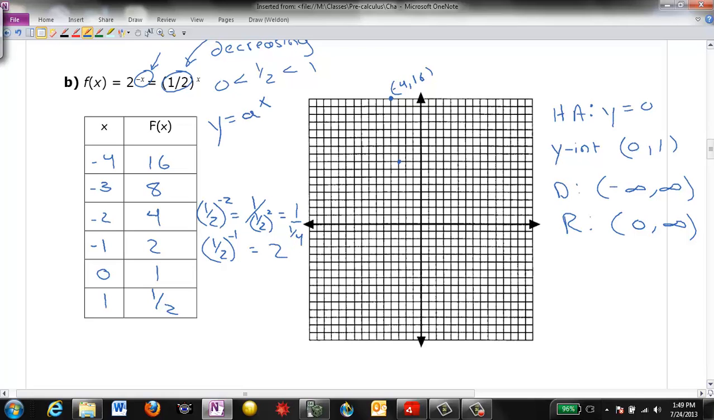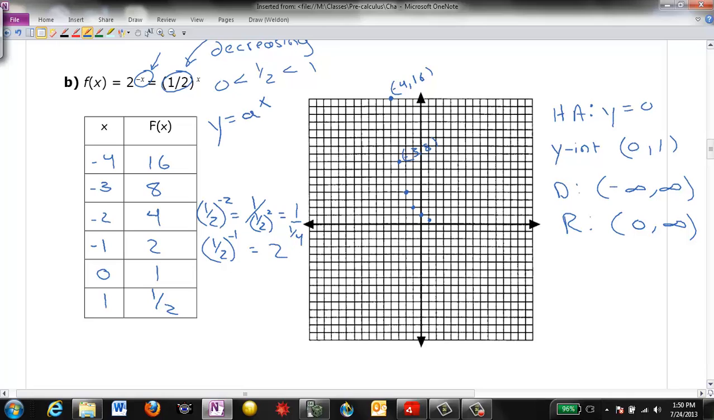There's our second point there. I'm going to try and label my points this time. You guys should probably get in the habit of labeling your points as well, especially once we get into the transformations. Okay, next point is going to be at 2, 4, -2, 4. Then we're going to be at 1, 2, 0, 1, and then 1 and 1/2.